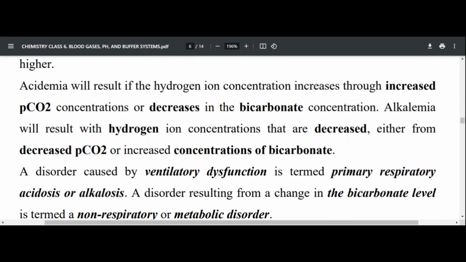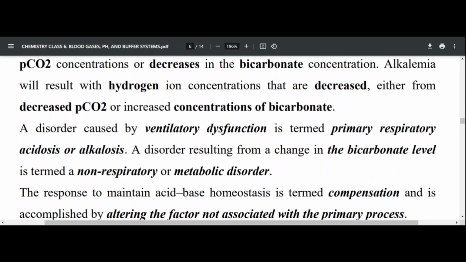So the disorder caused by ventilation dysfunction is called respiratory acidosis or alkalosis, and the disorder which results from a bicarbonate level problem will be non-respiratory, or metabolic, disorder. So we have primary metabolic disorders, which can be acidosis or alkalosis. We also have primary respiratory disorders, which can be acidosis or alkalosis depending on the case.